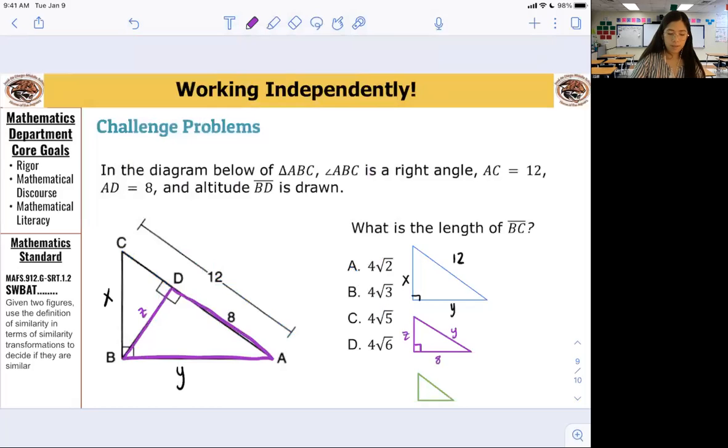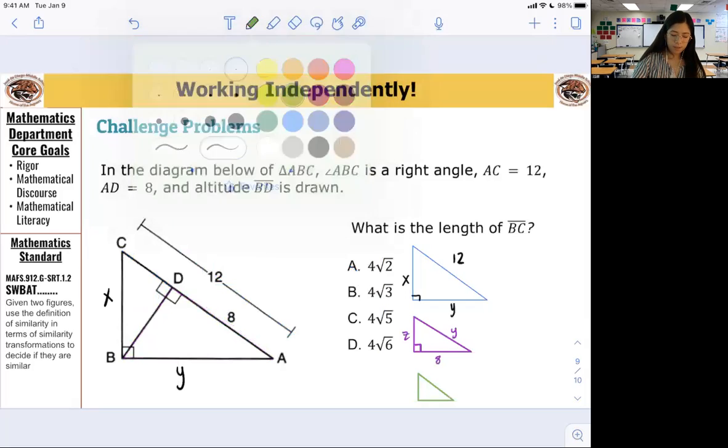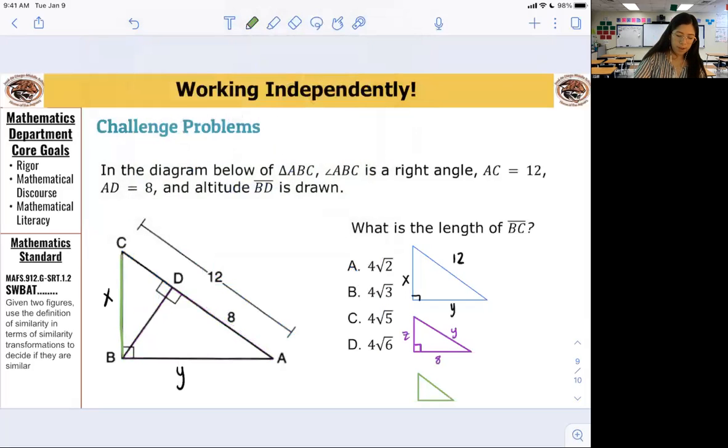Now for my green triangle, what's the hypotenuse? X. Which one is the longer leg? Remember, this is Z. Z is the longer leg. And what's the shorter leg? 4. Good. We're looking for X though, right? X is the one we're trying to find.